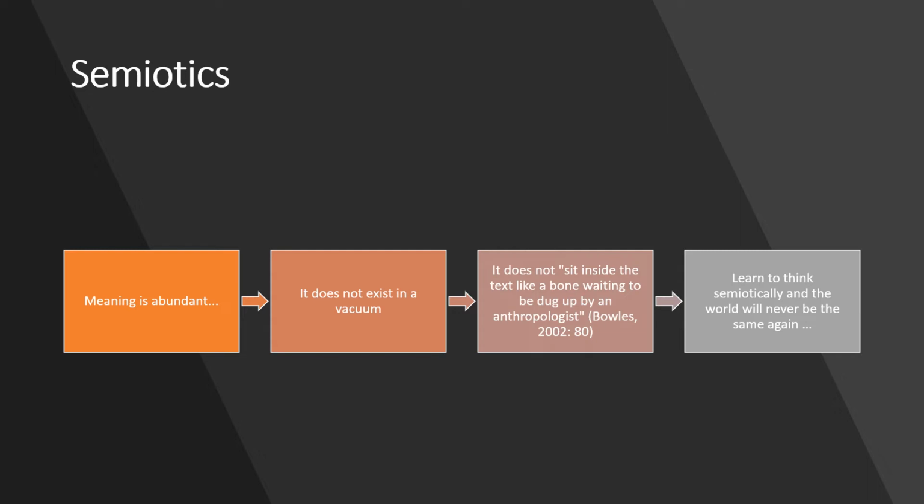Meaning doesn't exist in a vacuum. As Kate Bowles says here in her chapter in the textbook, The Media and Communications in Australia, meaning doesn't sit inside a text like a bone waiting to be dug up from the ground by an anthropologist. When we do semiotic analysis, we're not really talking about the hidden meaning of a piece of media or the hidden meaning of a text, although some of the meanings and some of the interpretations that we make do draw on history and quite broad cultural understandings of the world. But these are meanings that are familiar to most people.